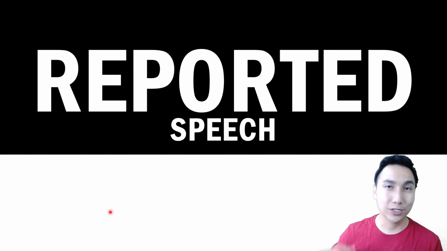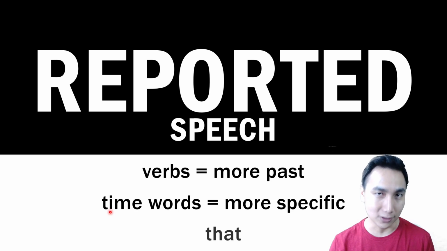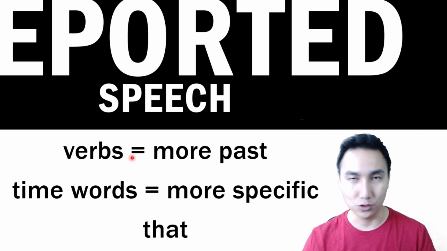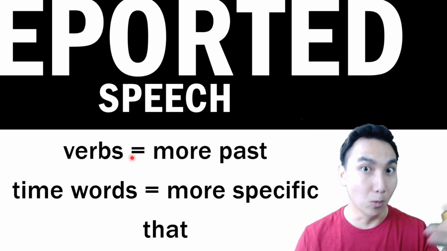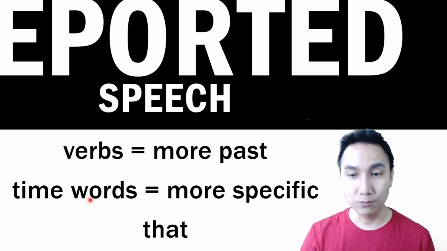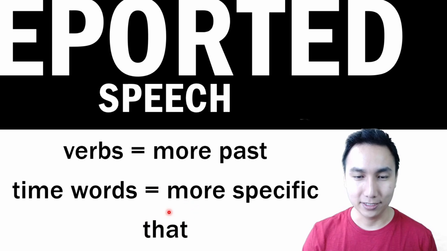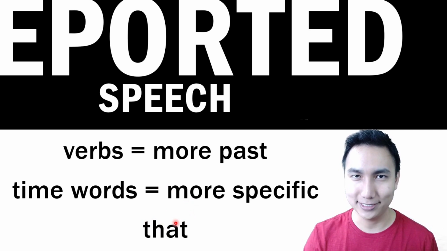Next one. Now we're gonna go into reported speech and how do we change direct speech into reported speech. These are the three things that you have to take note of. One, verbs will become past, or if they're already past, it becomes more past. Time words become more specific. And you'll be using that a lot. I'm gonna show you short clips, and this is the first one.